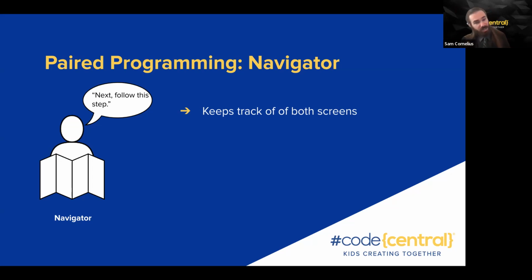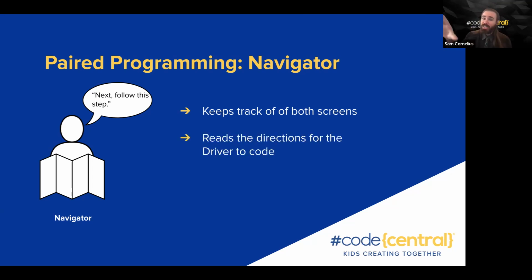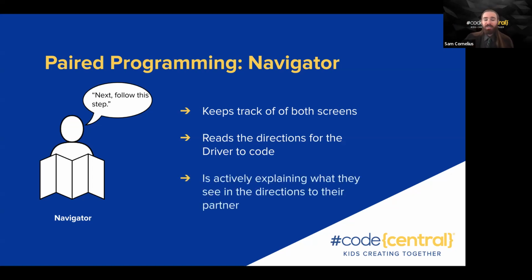When a navigator is telling a driver what to do, they are more likely to notice if, say, a typo comes in. If a student types something incorrectly, a navigator will be able to spot that. They are going to be reading the directions for the driver to code. Again, the driver doesn't look over. The driver keeps their eyes on the road at all times. And they are actively explaining what they see in the directions to their partner.